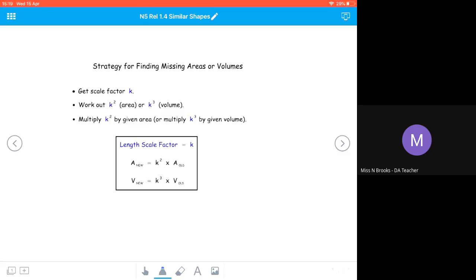So first step, work out the length scale factor, and then figure out whether we're working with area or volume. The units in the question normally help us with that because squared units are always area. If it's cubic units or if it's milliliters, which obviously is the same as centimeters cubed, or liters, and there's 1,000 centimeters cubed in a liter, then we can use the volume scale factor.